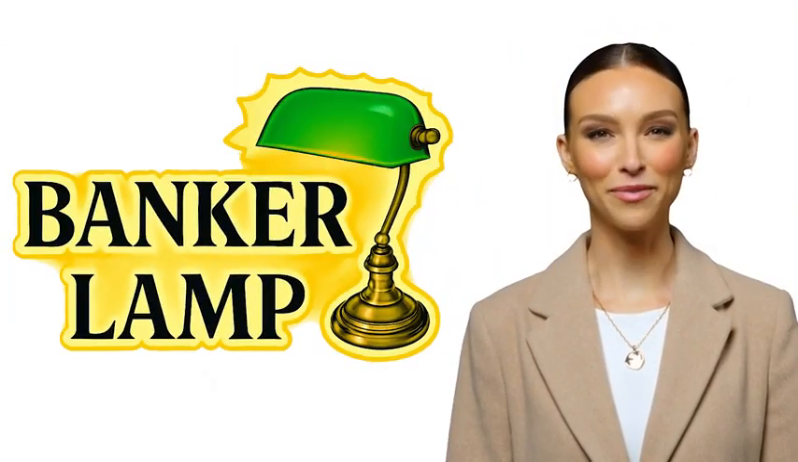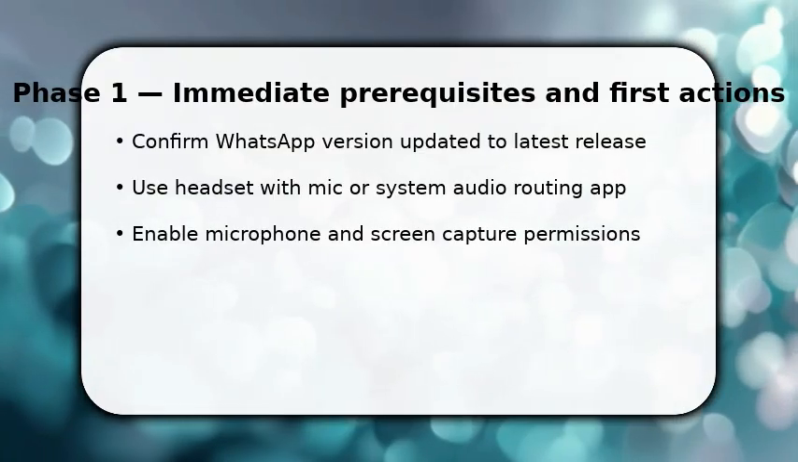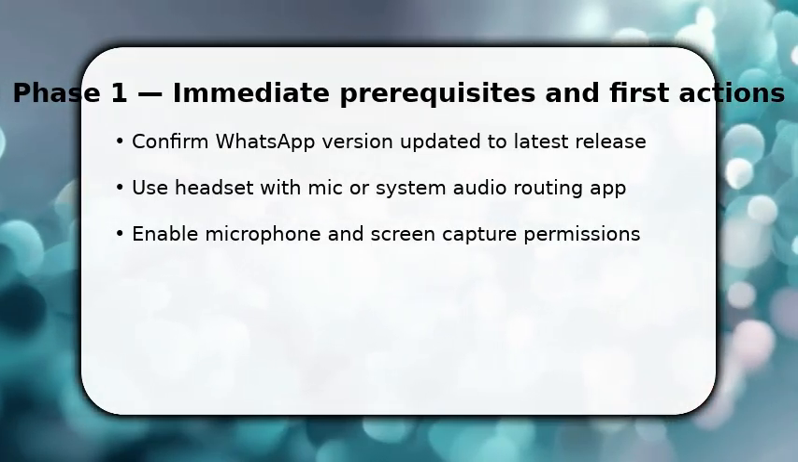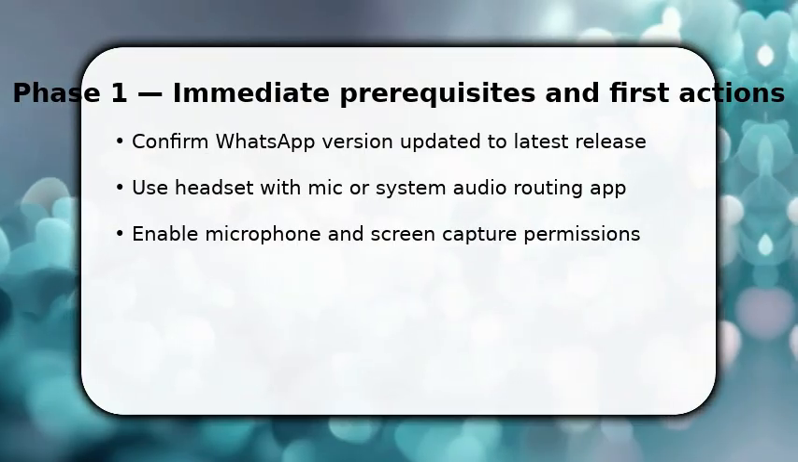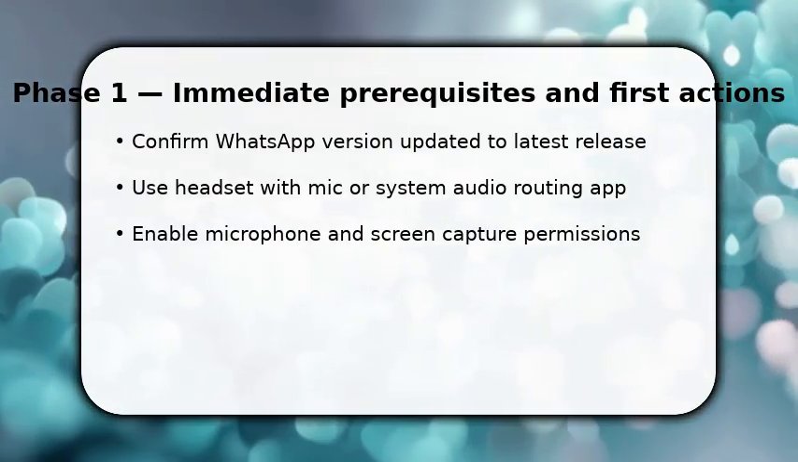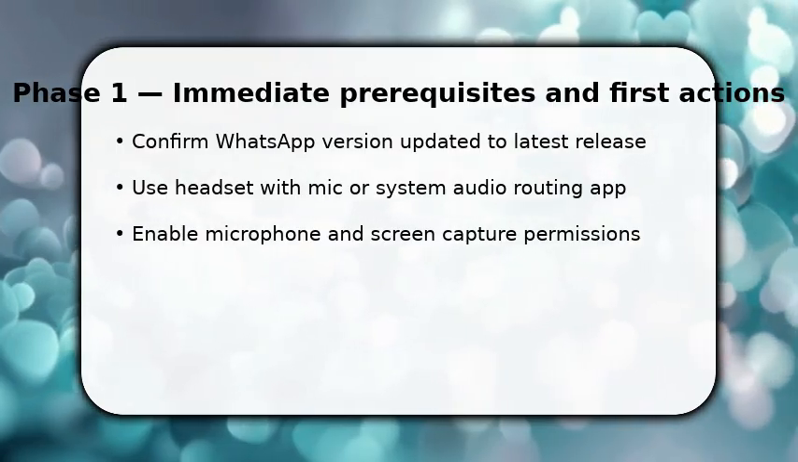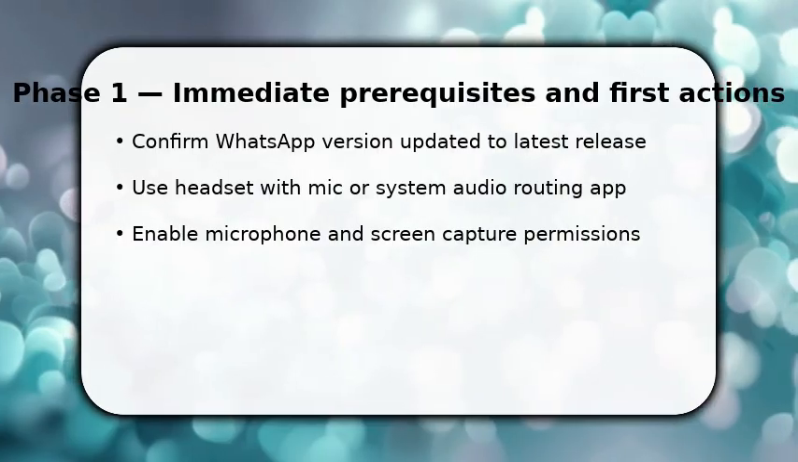Please enjoy the video. You begin by readying both devices, your phone and, if used, a laptop. Open WhatsApp and start the call. Make the person aware you will share audio. Once the call is active, switch to your headset or enable system audio routing. This ensures clean capture without echo.